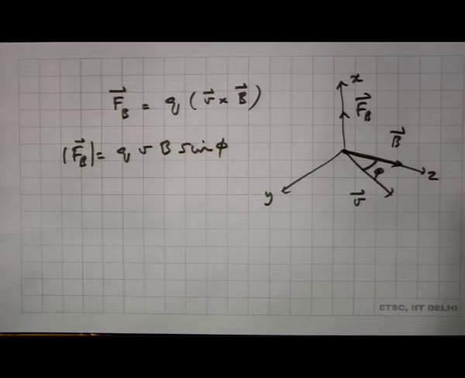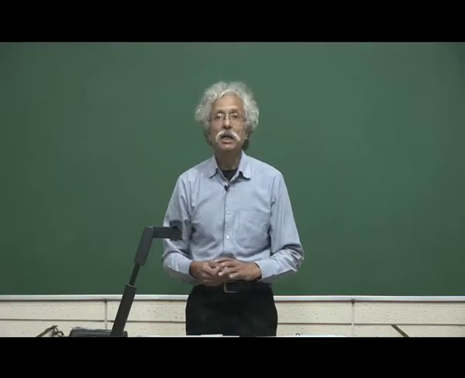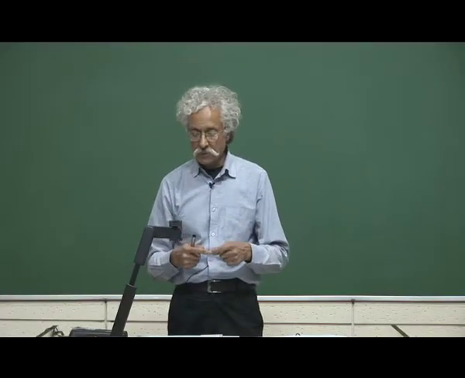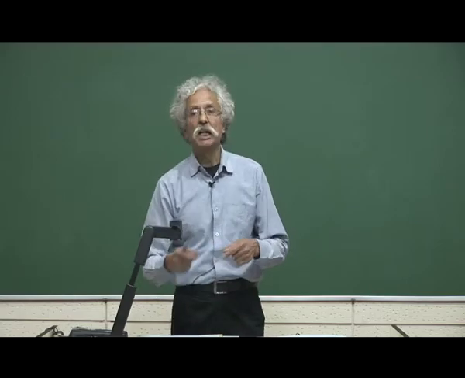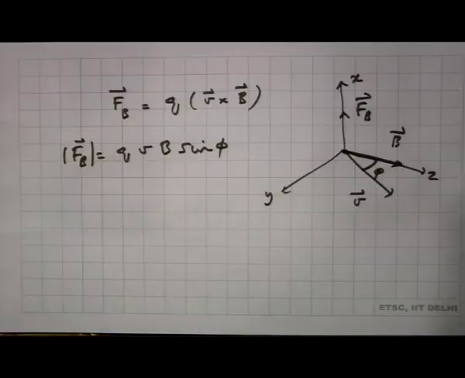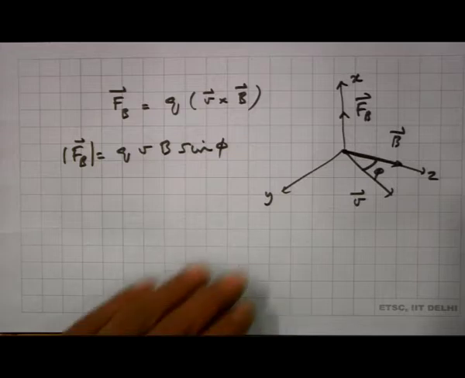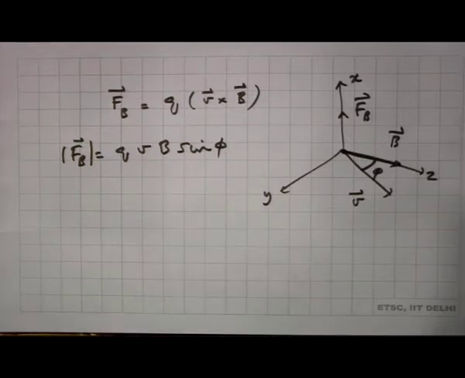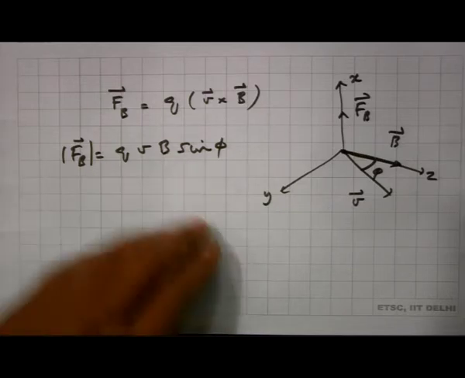Unlike electrostatic forces, magnetostatic forces are perpendicular to the velocity vector as well as to the magnetic field direction, and that defines my force on the moving charge. Also note that if q is negative, the force is in the opposite direction, the direction of minus V cross B.